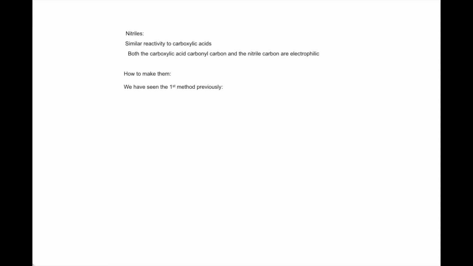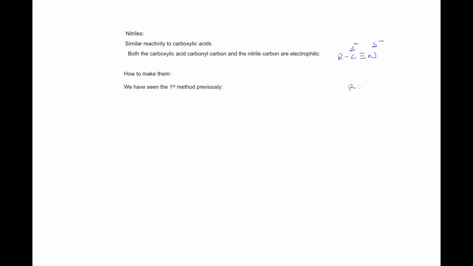All right, so we're going to pick up from the last lecture where we were talking about carboxylic acids, and now we're going to move over to nitriles. And we're going to see that nitriles, in a sense, have a very similar reactivity to carboxylic acids. And you can look at this by analyzing the partial charges.